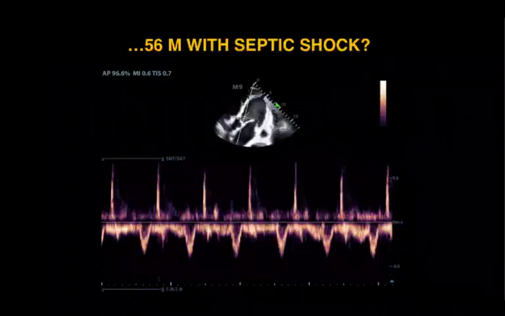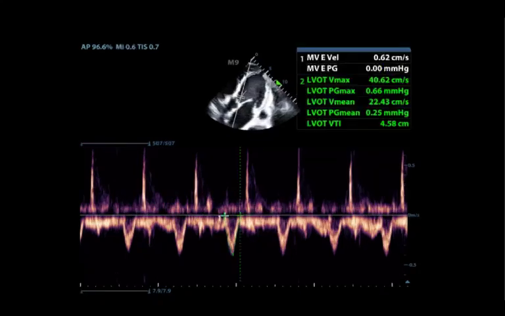So this is an example. This is a patient that we thought had septic shock, a 56-year-old gentleman who was hypotensive. This is the VTI of 4.58 centimeters. As a general rule, a VTI under 17 is abnormal. When you get a VTI between 17, 18, and 20, that's generally speaking a normal VTI for a 70-kilo person. So this is clearly not normal.